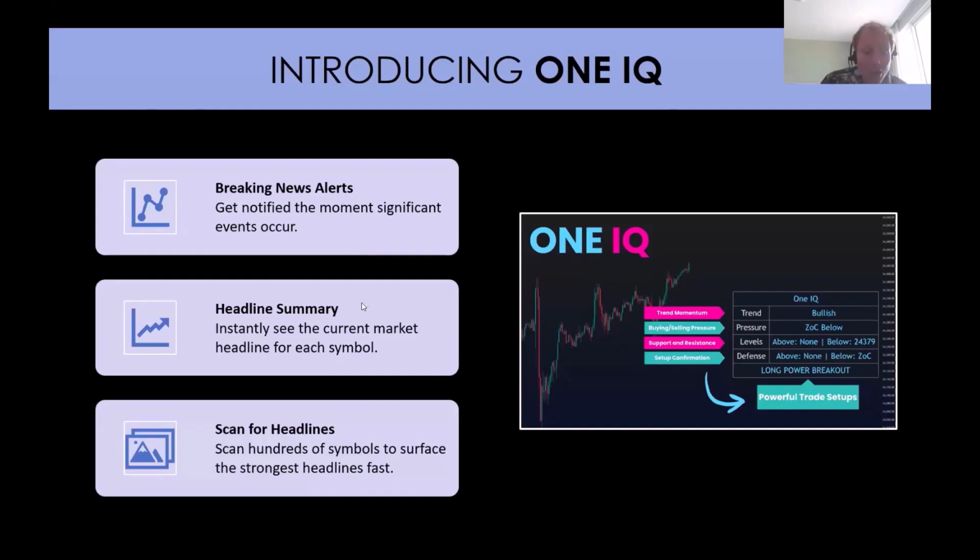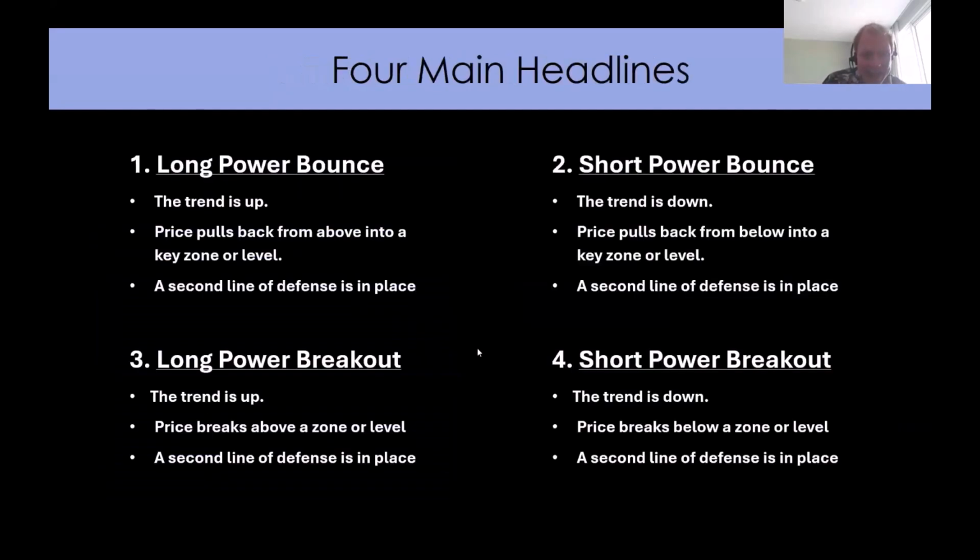Now, in general, what are the headlines you could be alerted to? Well, it could be a long power bounce, a short power bounce, which would be the opposite of the long power bounce, a long power breakout, and a short power breakout.